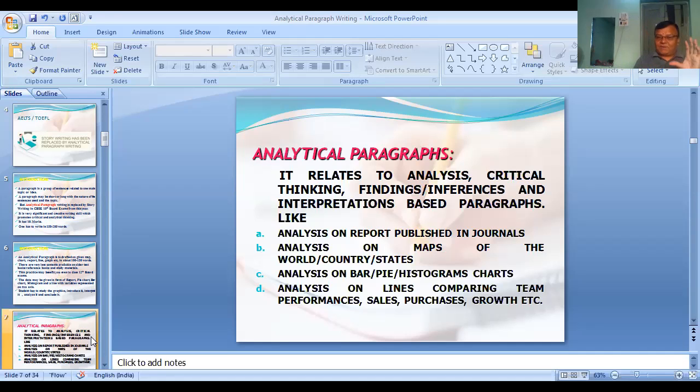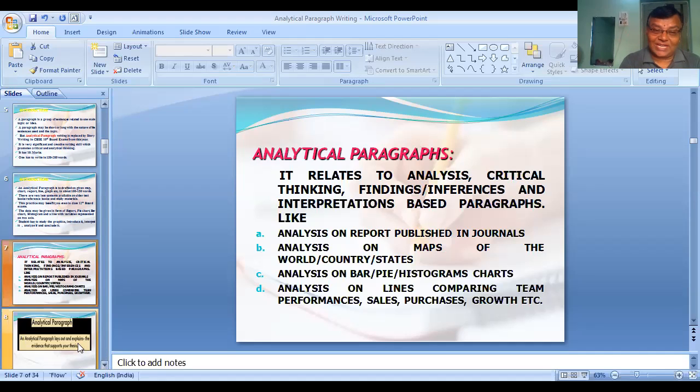Analysis on bar charts, pie charts, histograms, etc. Analysis on lines comparing team performances. I told you India and Pakistan are playing, how the match is going, you have to compare. You have to see the sale and purchase of an item in the market, the growth of capital, how it is going on. So children, it's a new concept, but it is not a bad thing for us. It's a very positive sign. For the first time Indian students are getting this competency to learn, and I am very happy. I'm very enthusiastic in this regard.